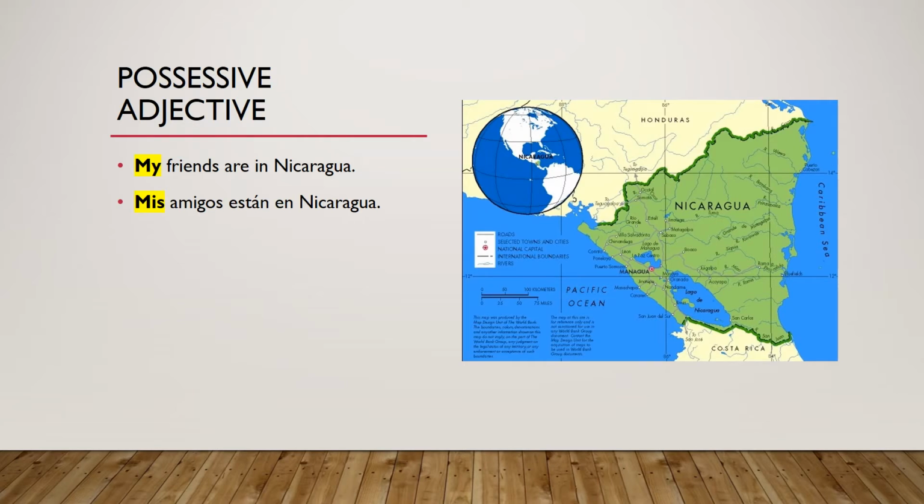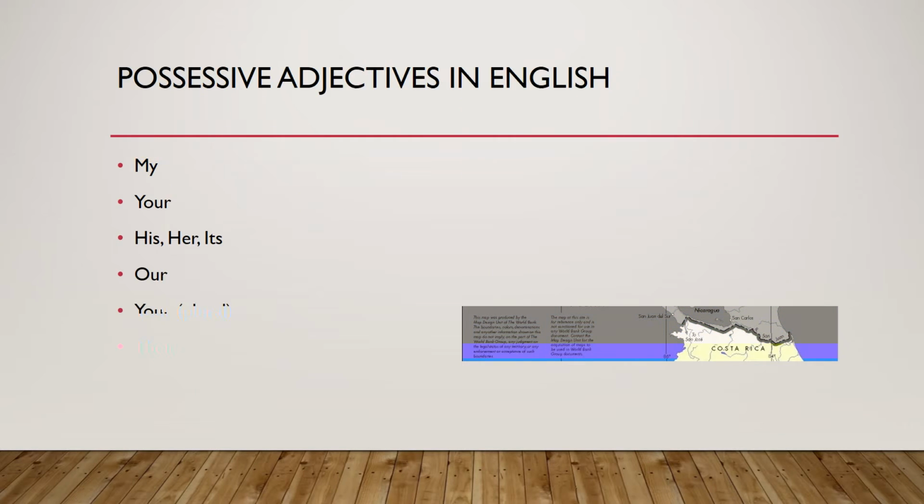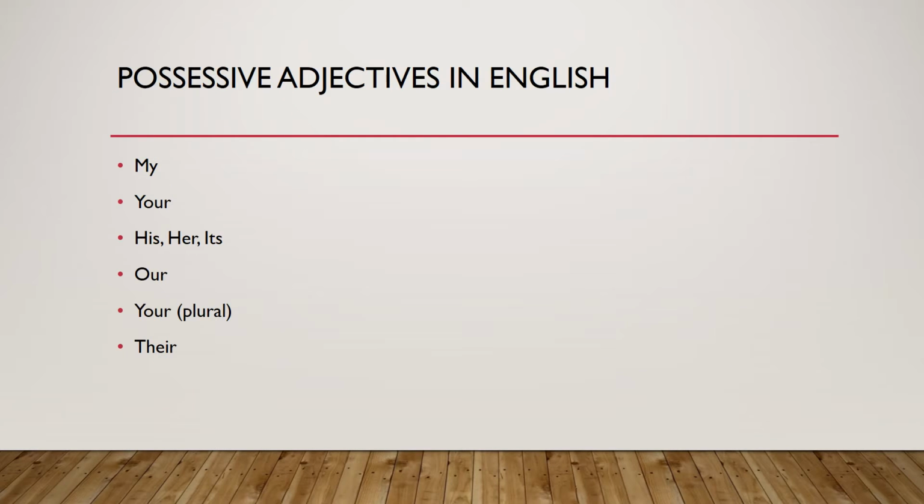In English, we would say, my friends are in Nicaragua. In Spanish, you would say, mis amigos están en Nicaragua. So those highlighted words, my and mis, show the possessive adjective. All the possessive adjectives that we use in English are listed here. So we have my, your, his, her, its, our, your, or their.